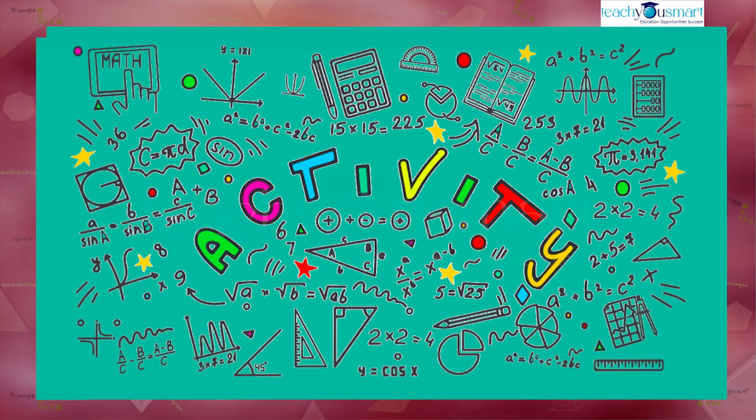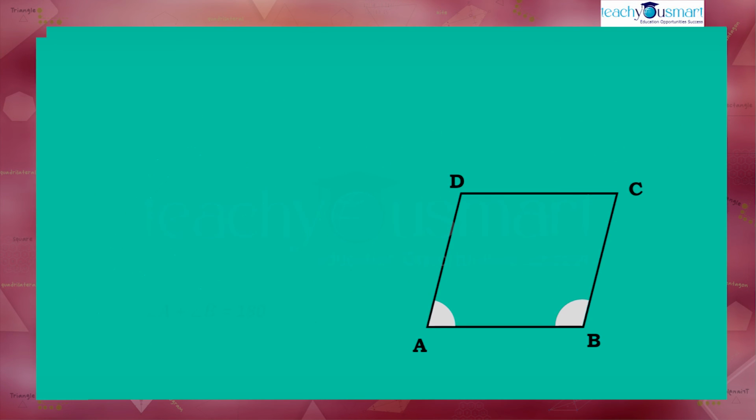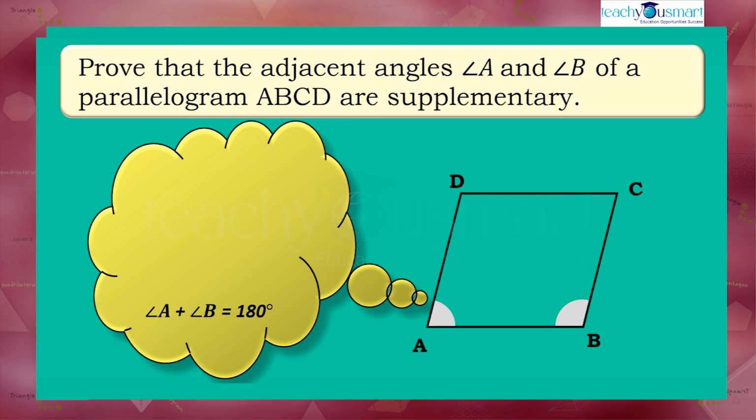Before winding up today's session, let's have an activity. In a parallelogram ABCD, angle A and angle B are adjacent angles. We know that the adjacent angles of a parallelogram are supplementary. Justify this statement through logical arguments. Remember, you studied in the previous grade that the angles on the same side of the transversal are supplementary.